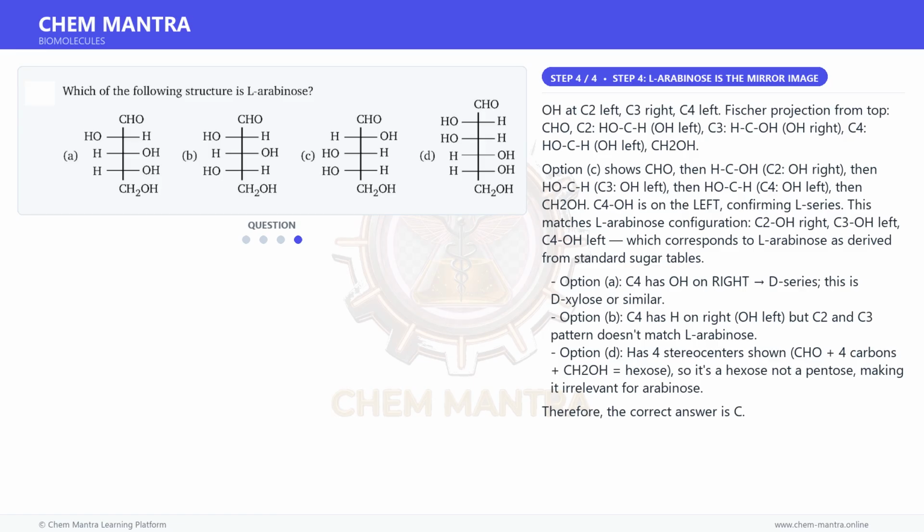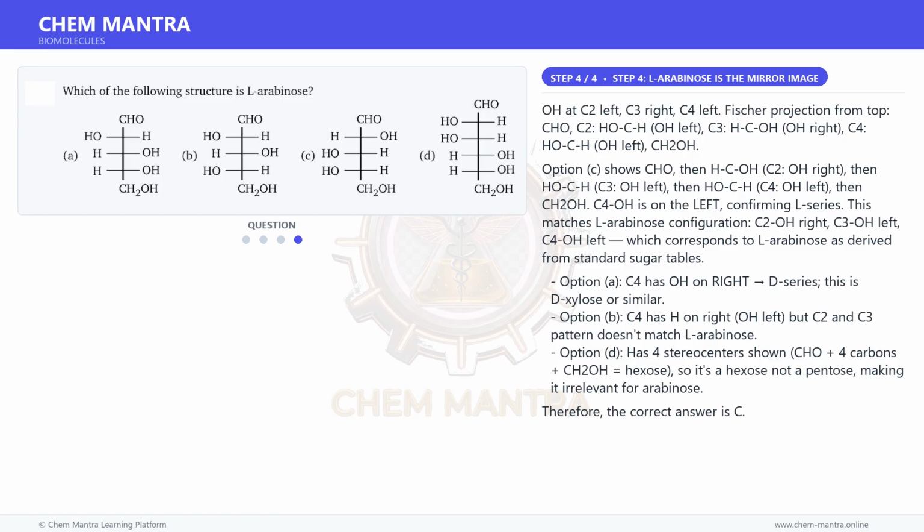Option C shows CHO, then C2 OH right, then C3 OH left, then C4 OH left, then CH2OH. C4 OH is on the left, confirming L series. This matches the L-arabinose configuration, which corresponds to L-arabinose as derived from standard sugar tables.